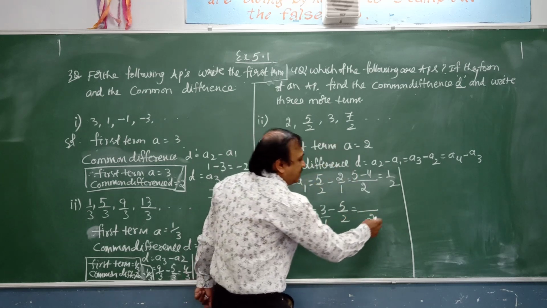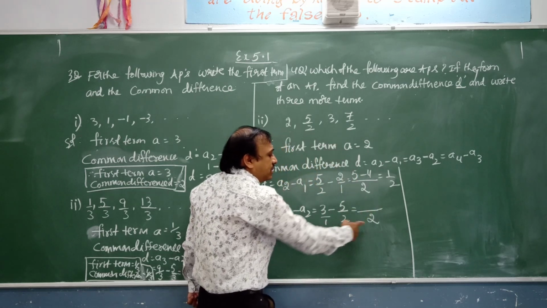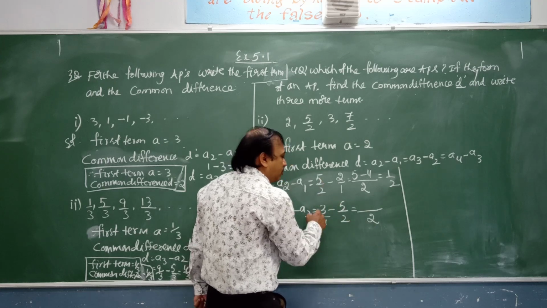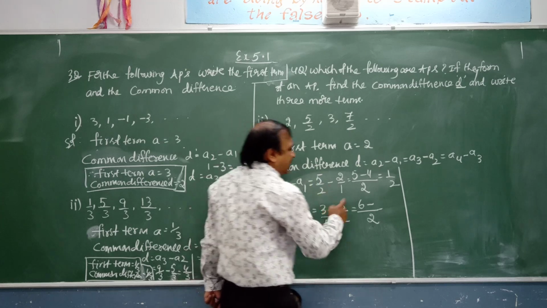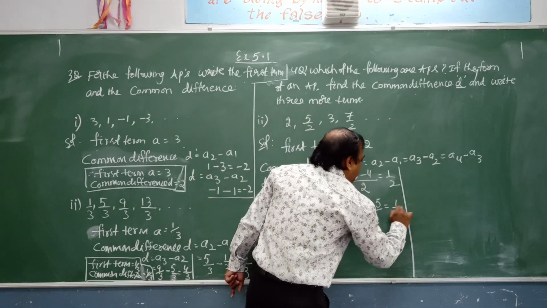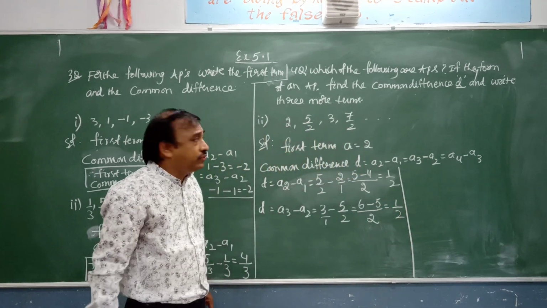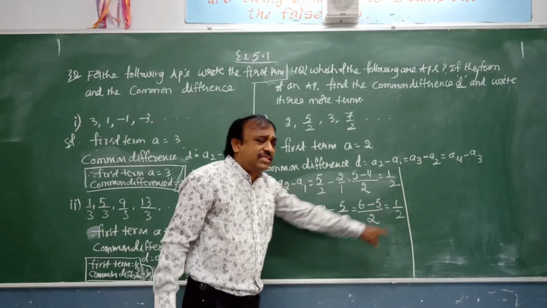1 table 2, how many times do you get? 2 times. 2 3s are 6 minus 2 table 2, 1 time, 1 into 5, 5. 6 minus 5 is 1 by 2. The common difference is 1 by 2.